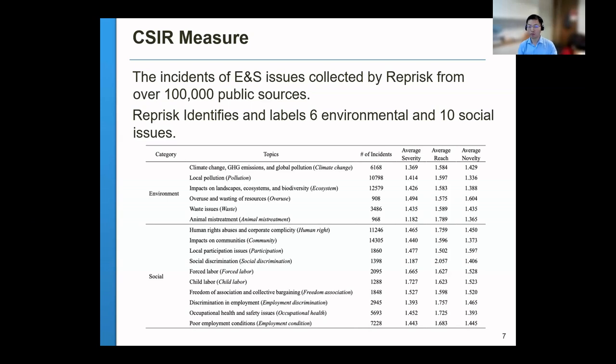For example, for the environmental, the most well-known are climate change, local pollution, the impact on landscape, and so on. For the social, there are human rights, impacts on the community, and so on. They identify the number of incidents, the severity, meaning the real impact of those events, the average reach, and also the novelty. The novelty means whether this news is published for the first time or the second time. If it is the first time, it will generate a stronger impact. So here we have some kind of volume, and we also have a measure of the real impact.